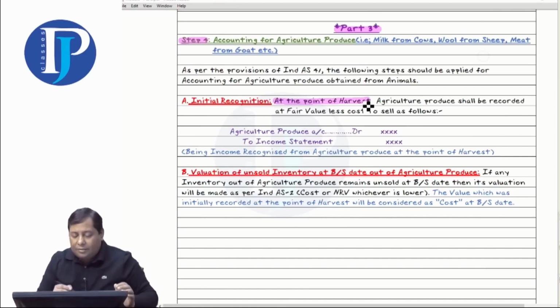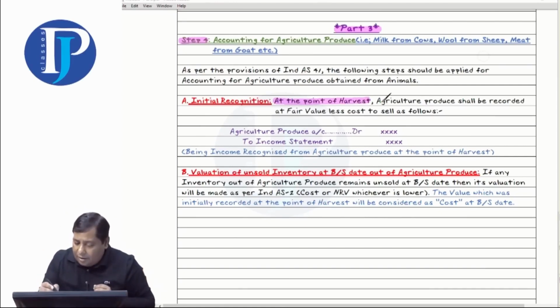At the point of harvest, the day on which we will separate it. Agricultural produce shall be recorded at fair value less cost to sell. Agricultural produce debited to income statement. This is the initial recognition.